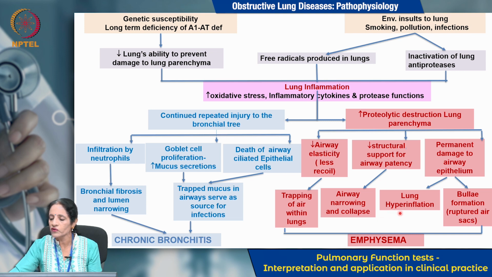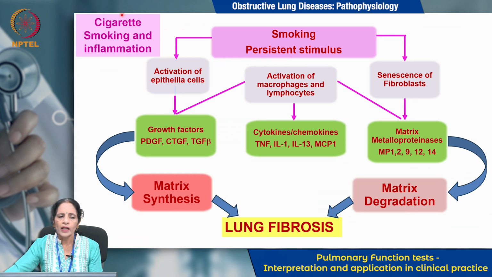So, when there is hyperinflation and bulla formation and there is trapping of air within the lung, there is what is called emphysema, where the lung is overinflated with more air within it and appears very dark in color. So, depending on which is more, if the bronchial tree injury is more, the patient will become a chronic bronchitic patient. If there is increased proteolytic destruction of lung parenchyma, it leads to emphysema. These are pink puffers.